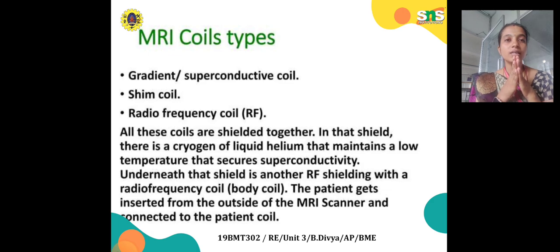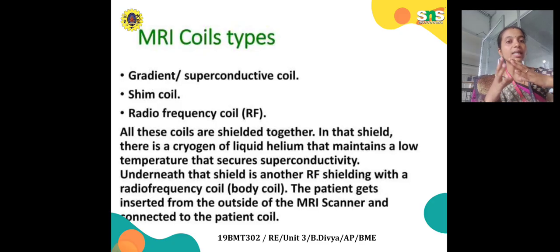Next, here are the types of MRI coils. What are the types of MRI coils? We have three types: gradient or superconductive coil, shim coil, and radio frequency coil. All these coils are shielded together. The radio frequency coil, shim coil, and gradient coil, these three coils, are shielded together.